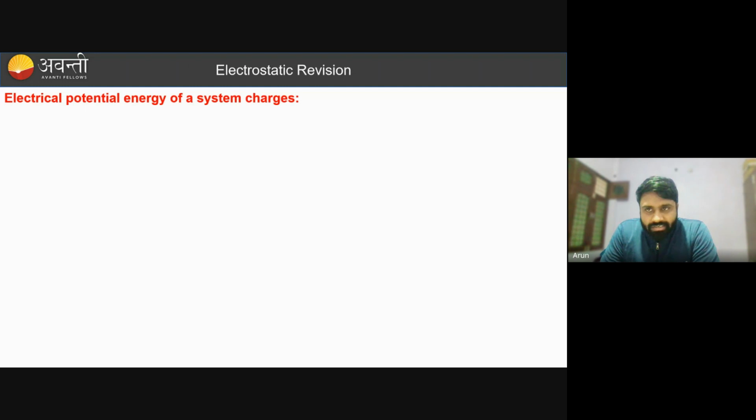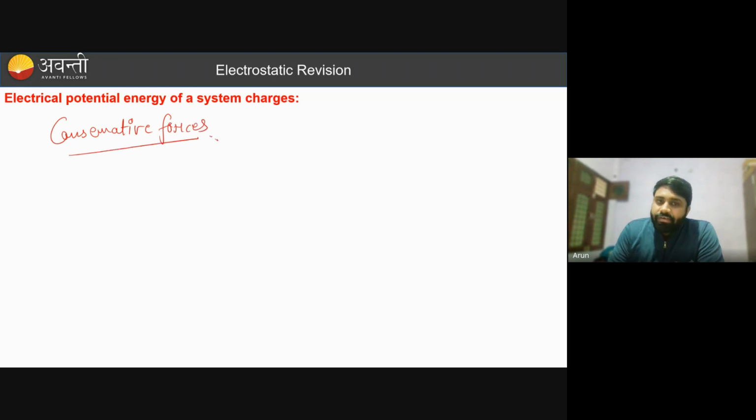In an electric field, if we are talking about charges, it is the energy defined for the electric charges, because between electric charges there is an electric force, which is Coulomb's force of attraction, and that Coulomb's force is conservative in nature. For conservative forces, this potential energy concept has been introduced.